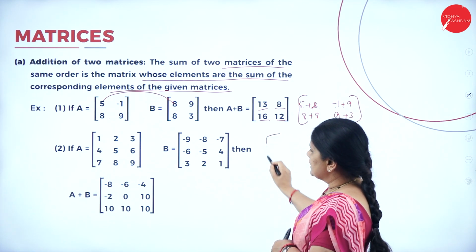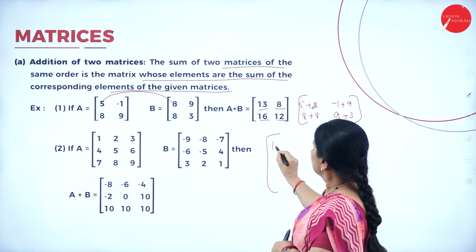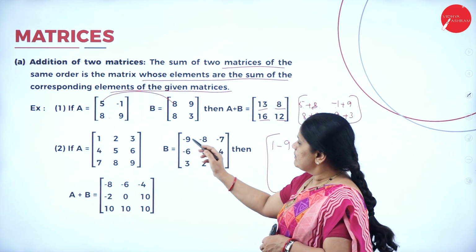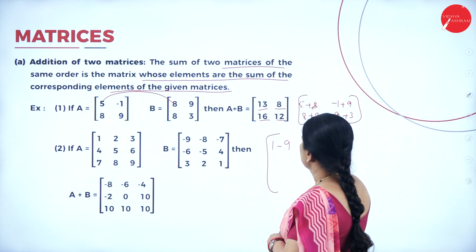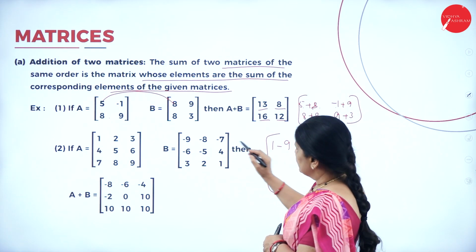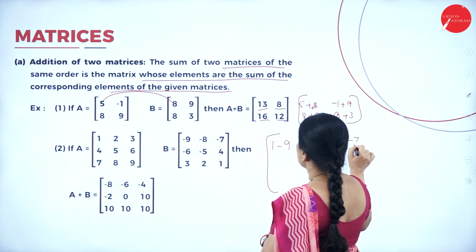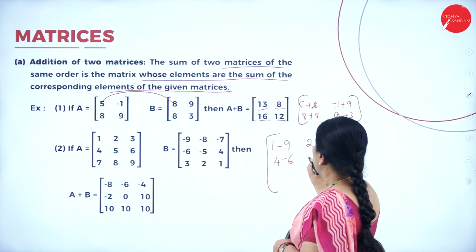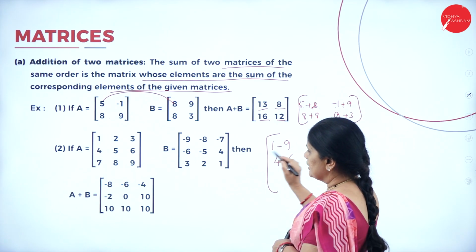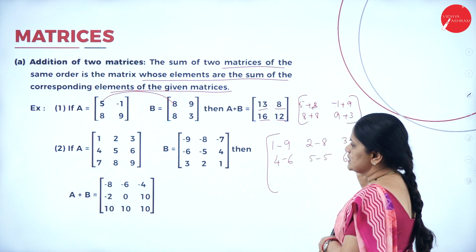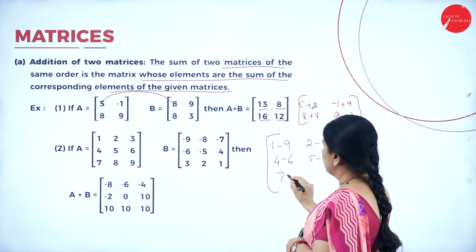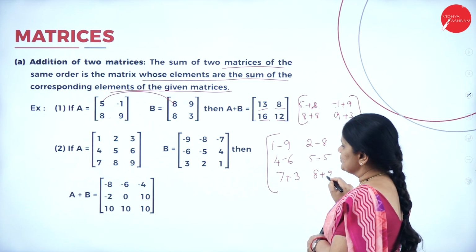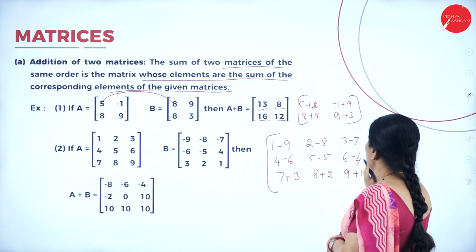So, here if you can see, 1 plus minus 9, so it becomes 1 minus 9. Then 2 minus 8. Then 3 minus 7. 4 minus 6. 5 minus 5. Then 6 plus 4. 7 plus 3. 8 plus 2. 9 plus 1.